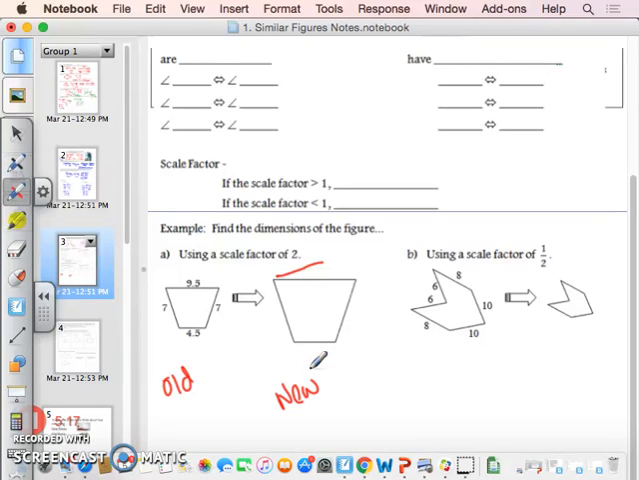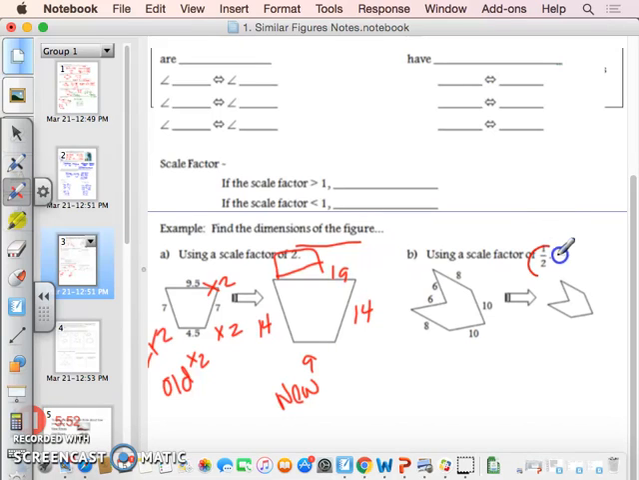And so I want to find the dimensions of the figure. Well, first of all, I know the angles are going to be the same. And all I do is I take my scale factor of 2 and I'm just going to multiply each of the sides by 2 to get my new, so 9.5 times 2 is 19. So this side has a side length of 19. This side is 14, 14, and 4.5 times 2 is 9. And so my new image has side lengths corresponding.